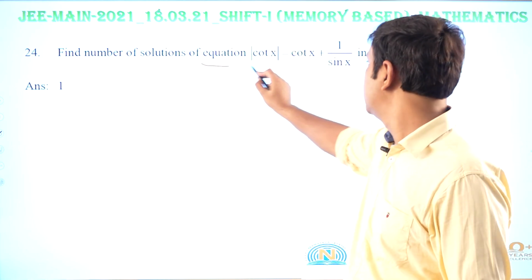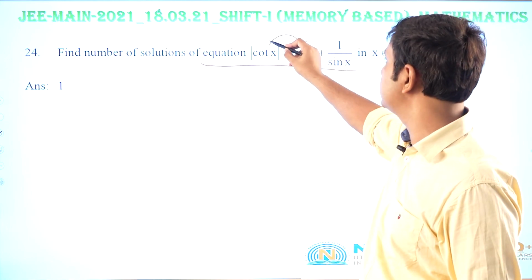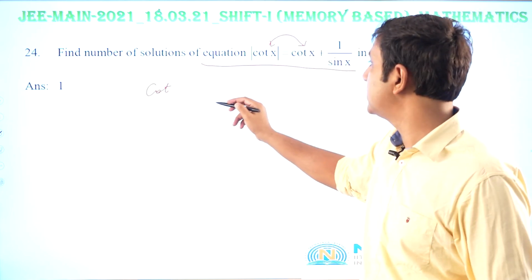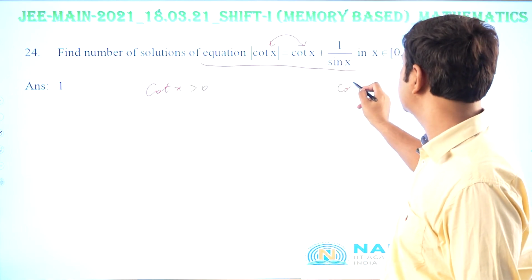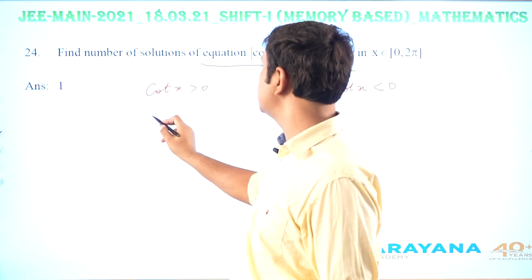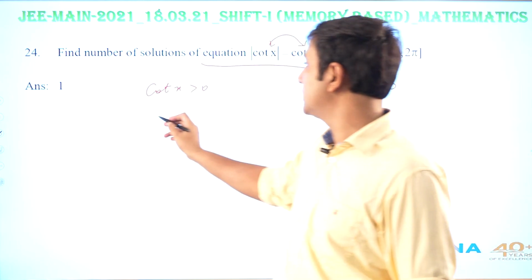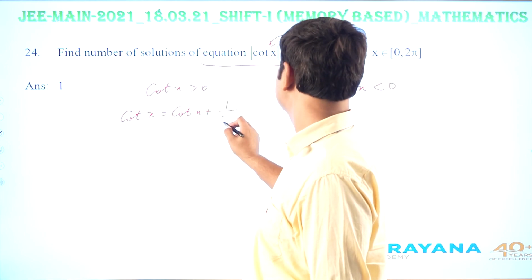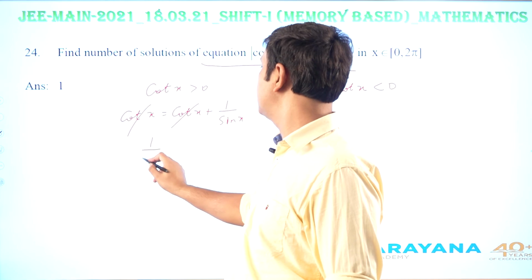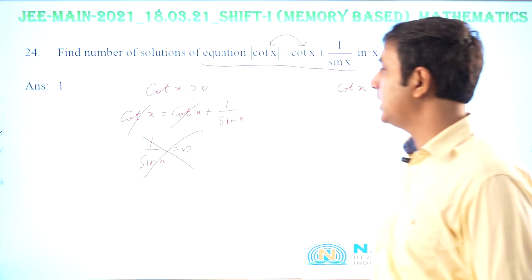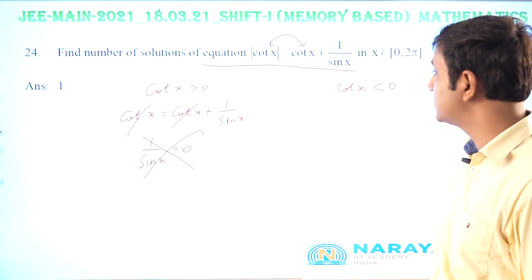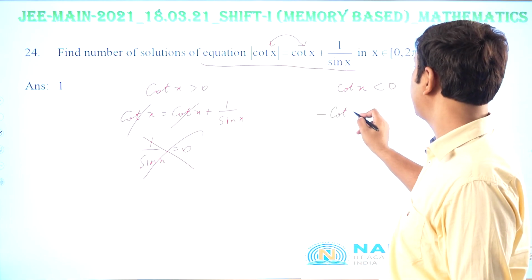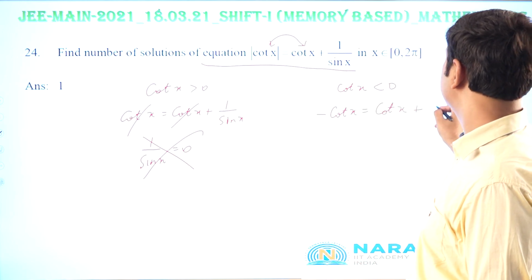Now we have an equation to solve, a trigonometric equation. These two quantities are same, one is in mod, another is not in mod. Now we'll make two cases, whatever quantity is inside the mod, cot x greater than 0 and cot x less than 0. Cot x greater than 0 will mean that mod cot x is simply cot x. This will mean cot x is equal to cot x plus 1 by sin x, which will mean 1 by sin x is equal to 0, which won't lead anywhere. There is no value of x for which 1 by sin x is 0. Next, cot x is negative. In that case, it will be minus cot x is equal to cot x plus 1 by sin x.